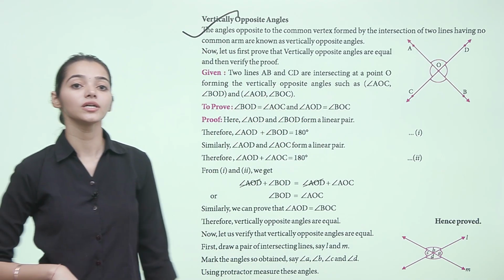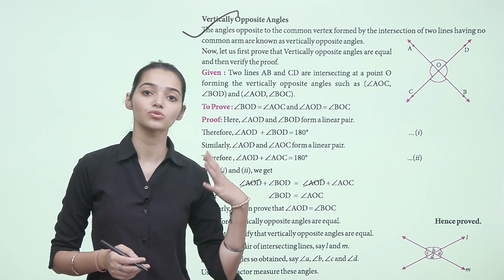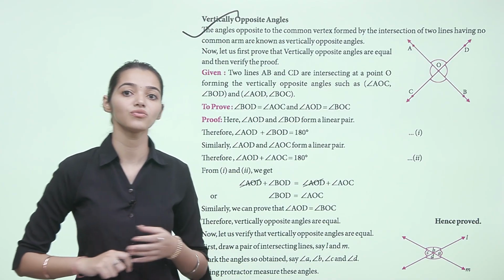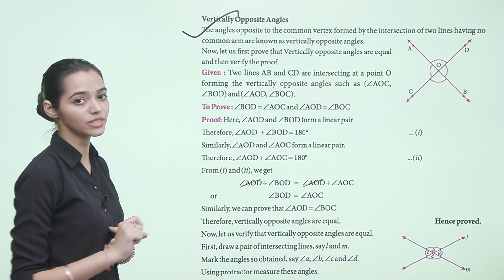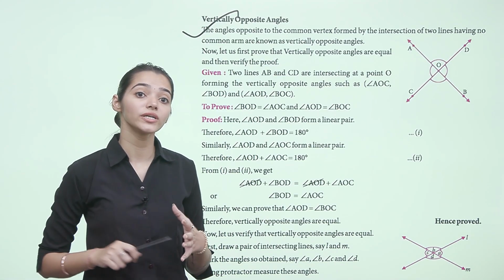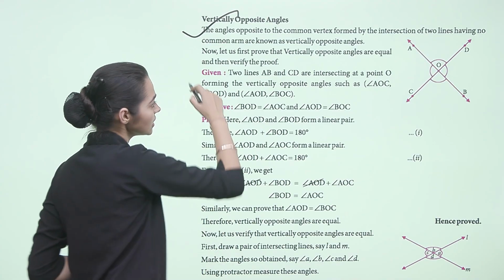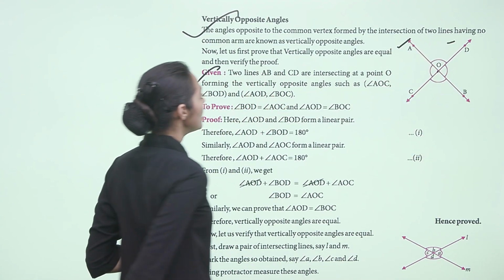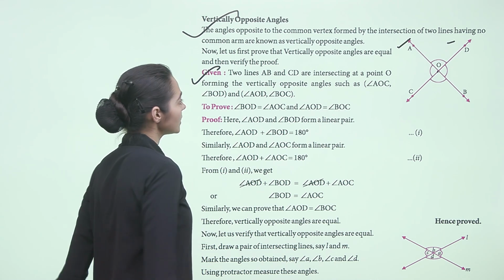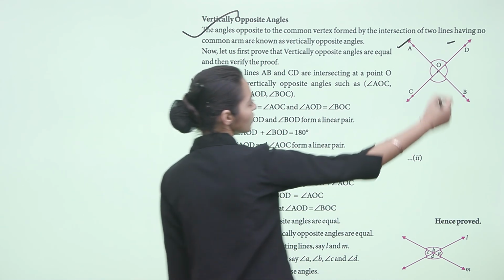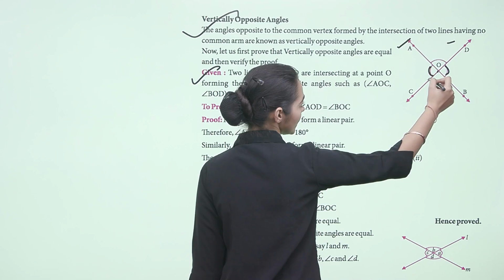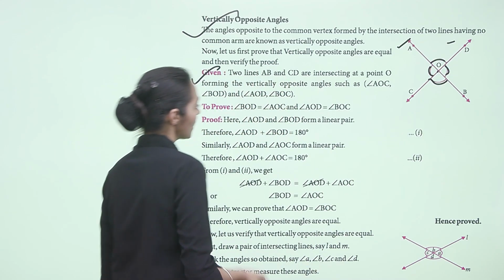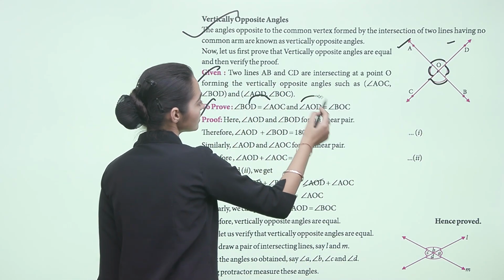Now let's start with vertically opposite angles. The angles opposite to each other at the common vertex formed by the intersection of two lines, having no common arm, are called vertically opposite angles. Now let us prove this. Firstly, we are given two lines AB and CD meeting at point O, forming the vertically opposite angles AOC and BOD, and angles BOC and AOD. We have to prove that these pairs are equal.